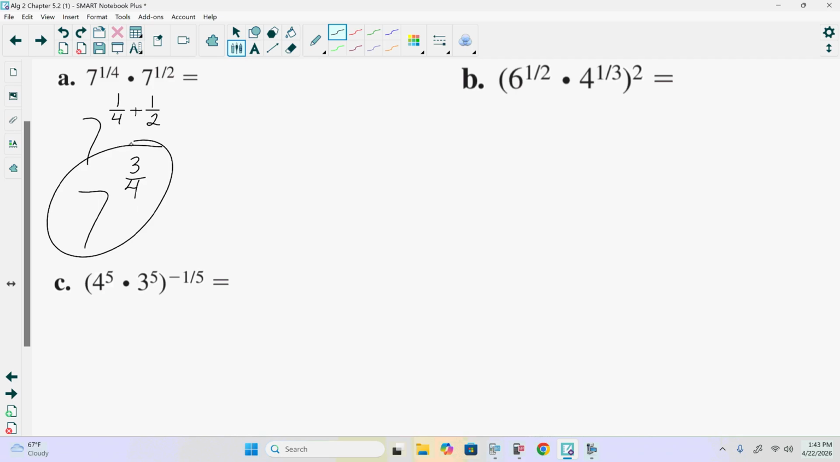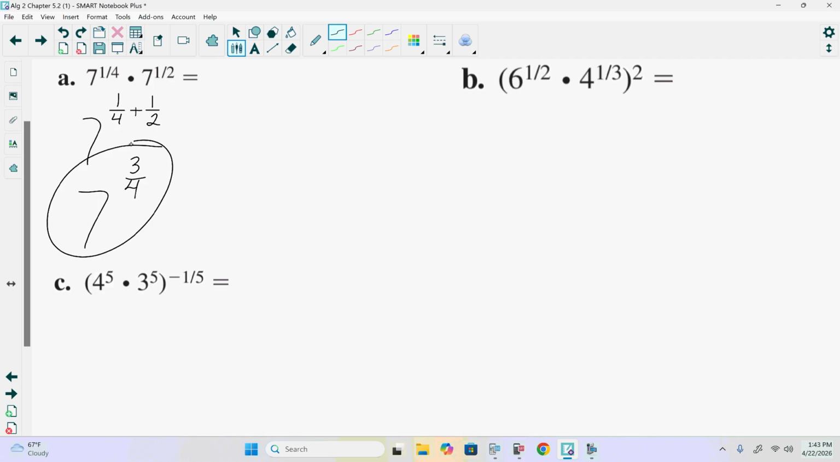We ready for B? 6 to the 1/2 times 4 to the 1/3, all to the second power. Now, 6 and 4 are not like bases, so we can't add those exponents. We can't really do much with it. We can't move it in the opposite direction. We can't take the 1/2 and 1/3 and remove them because 1/2 and 1/3 are not the same.